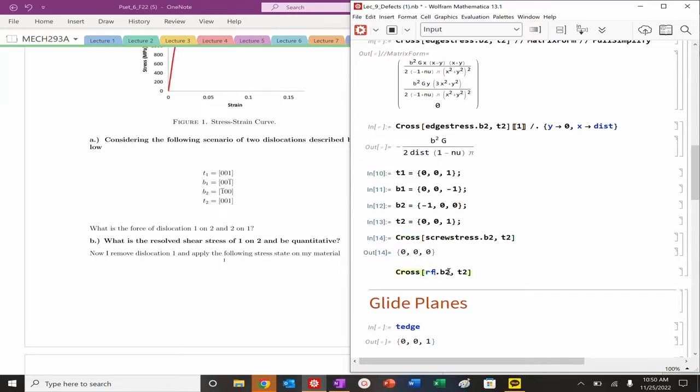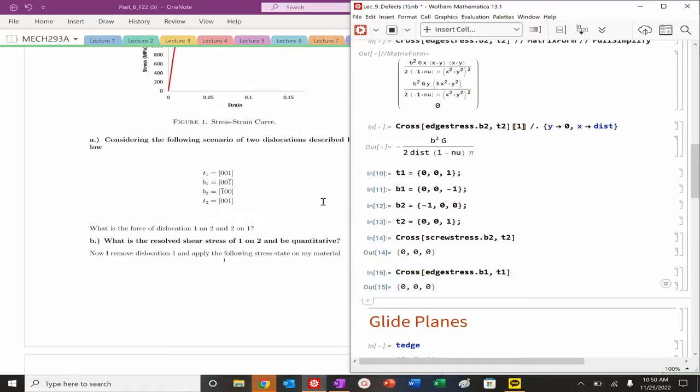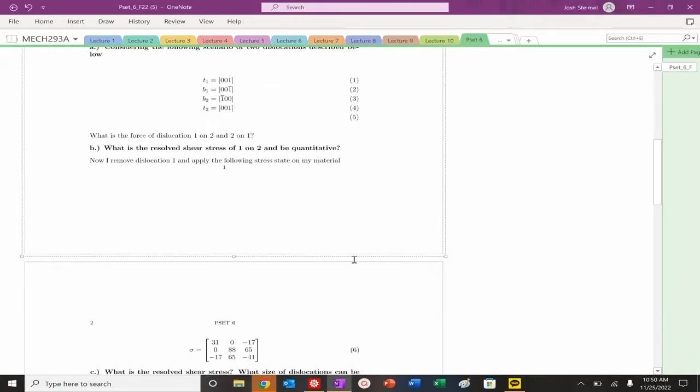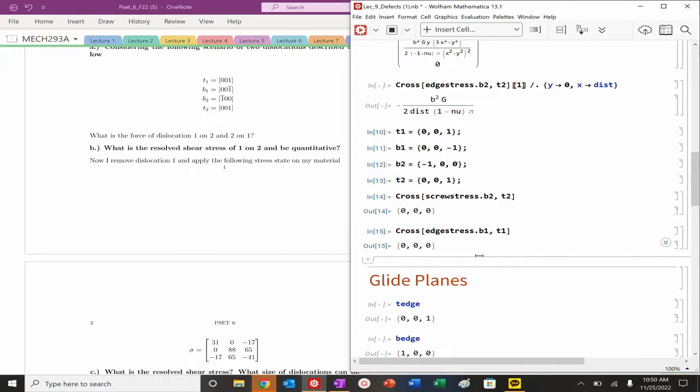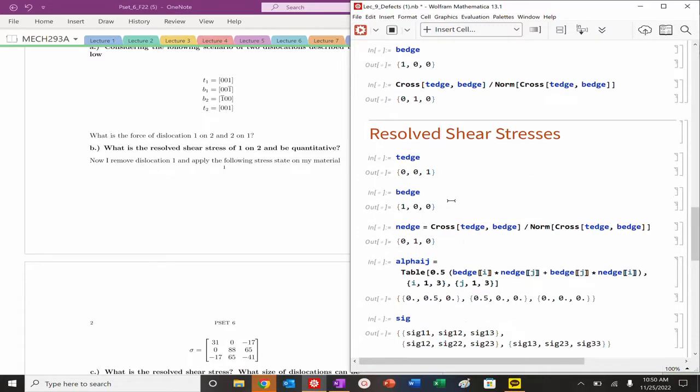What about 2 on 1? So that'd be the edge stress on B1, T1. And what do we get? Nothing as well. So that was quick there. So what is the resolved shear stress of 1 on 2, and be quantitative? Well, we have our shear stress there. So how can we calculate our resolved shear stress?